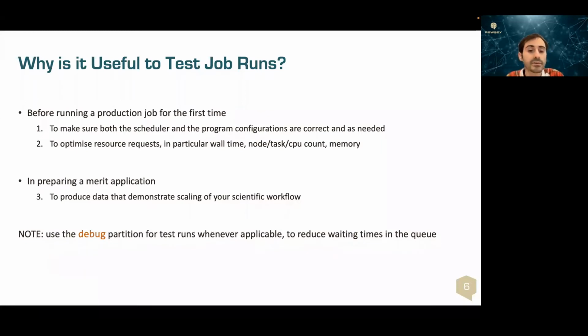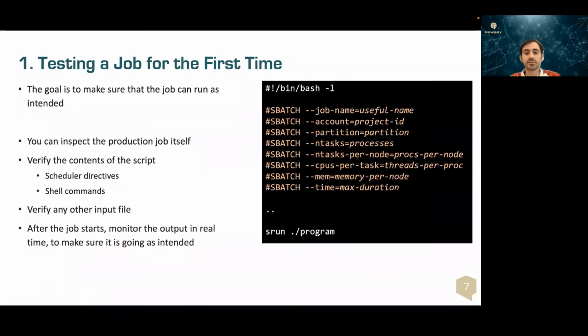But there are other cases. So one is to optimize resource requests, in particular wall time and size of node, task, and CPU requests, as well as memory size. And another quite important use case is when preparing a merit application. To write and submit a merit application for using Pawsey resources, you will need to produce data to demonstrate scaling of your scientific workflow. So this will make your application stronger. And so in this context, it can be useful to know how to run meaningful test runs to this end. So let's quickly talk about these 3 scenarios.